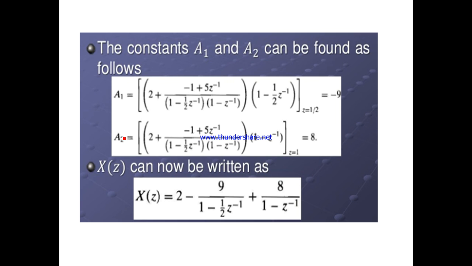Next we are going to calculate a2. So for the calculation of a2 also we have to write X of z. So this is the procedure for calculating a1 and a2. So X of z into the denominator of the a2 term at z equal to 1. So z equal to 1 is the root of a2. So its value will be 8. So next we can write X of z equal to 2 minus 9 by 1 minus 1 by 2 z power minus 1 plus 8 divided by 1 minus z power minus 1.